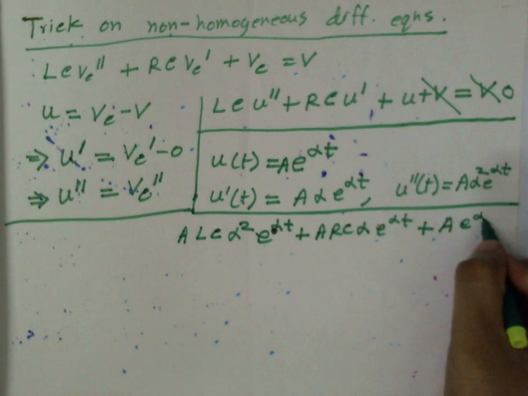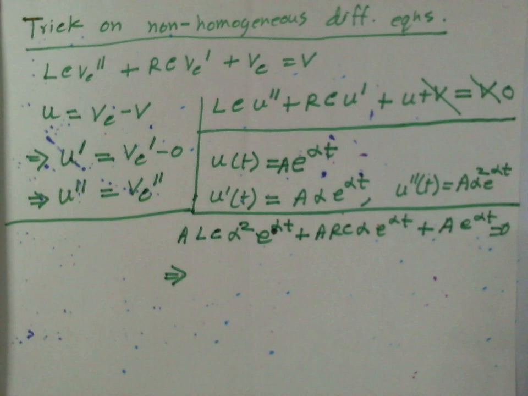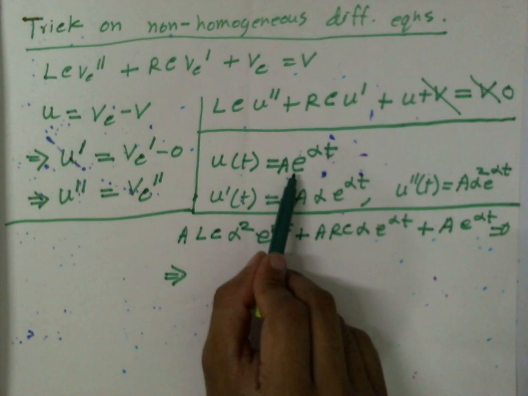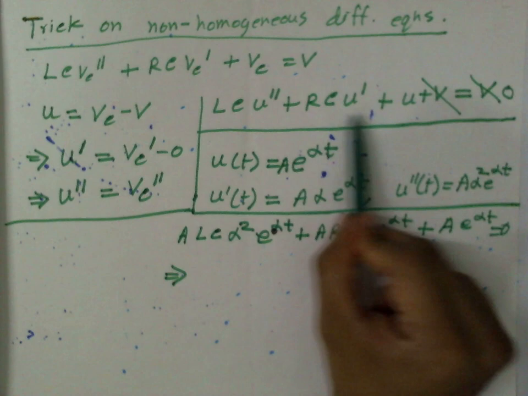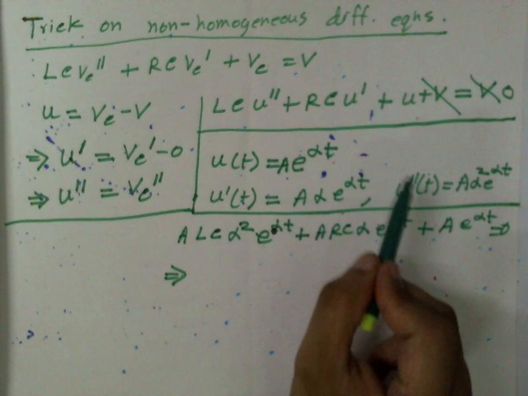Now this implies, so I can take A to be non-zero, because A is common in all these terms. Now if A is 0, then u(t) is 0. So if this waveform of u(t) is always 0, that satisfies this equation. Definitely that satisfies this equation, but this is a very trivial solution. We'll keep that in mind, that is also a solution.